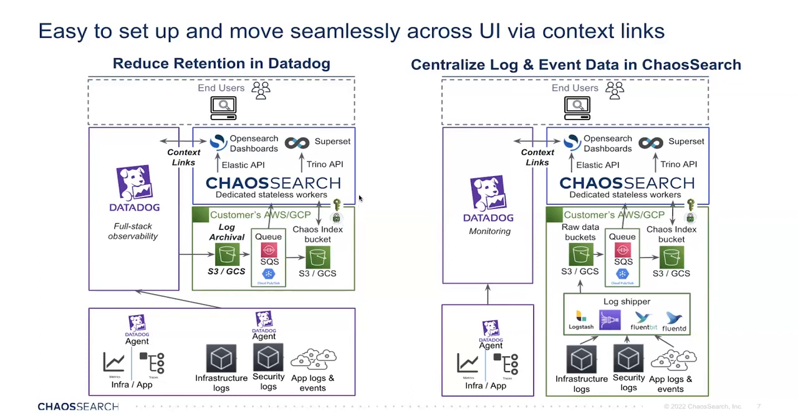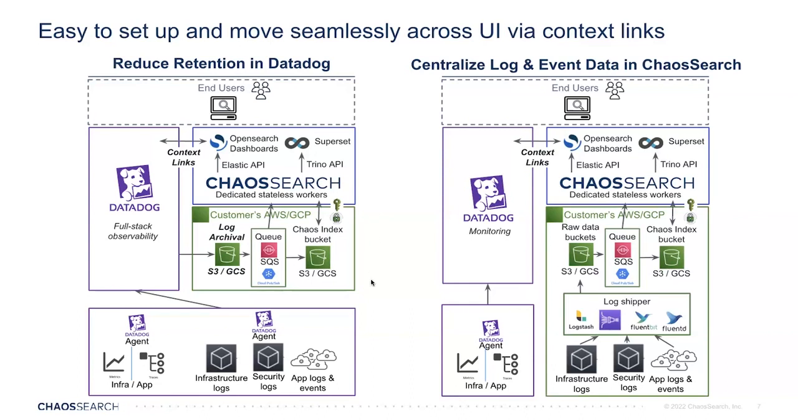And you can start leveraging Chaos Search so that as new data lands into the log archival bucket, it becomes immediately available for you to analyze via open source dashboards or Superset in our console. And you can move seamlessly between the Datadog application and the Chaos Search console using context links, which you can define in Datadog dashboards and can keep the context, namely things like the timestamp and filters that you have in a dashboard, so you can move seamlessly from a monitoring dashboard in Datadog into the discover pane in open source dashboards, so you can troubleshoot.